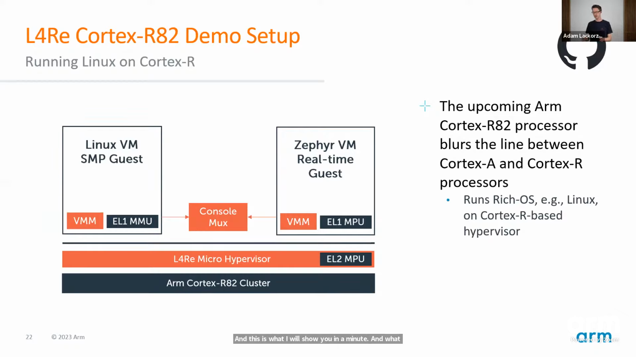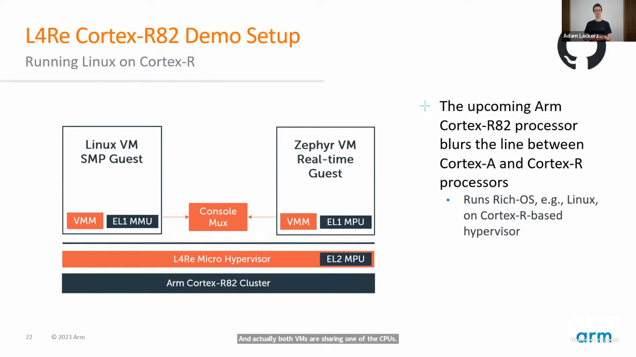What you will see is the L4Re micro hypervisor running on a simulated 4-core Cortex-R82, where two of the cores are available to the Linux VM. It's a standard Linux kernel just taken from kernel.org, so there's no modification needed. On the other side, there's a Zephyr VM, which is also vanilla and has not been modified in any way, running as a demo for a real-time guest. And actually, both VMs are sharing one of the CPUs.